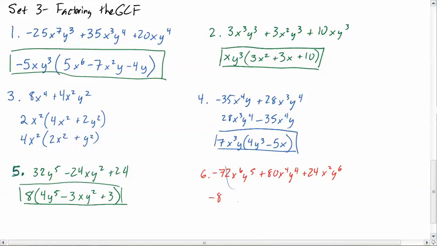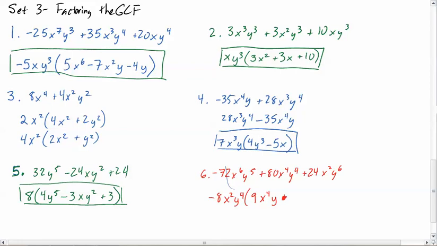x's. Let's see, I got 2 x's is the maximum I can take out because it's 6, 4, and 2. And then y's are 5, 4, and 6. So that one has 4. That's the least number, so that's the most that I can take out. So now we'll go ahead and take it out. Negative 72 divided by negative 8 is 9. X to the 6th over x squared is x to the 4th. Y to the 5th over y to the 4th is y.